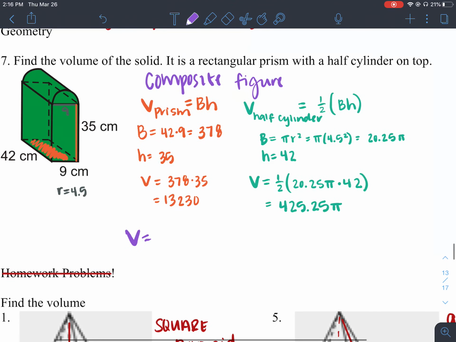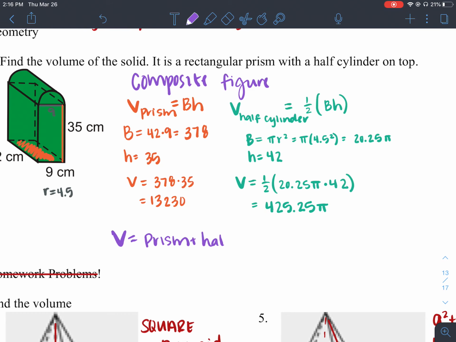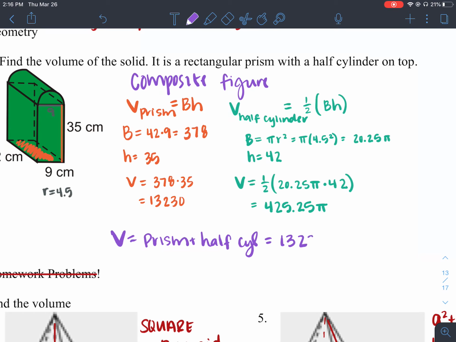And then for the composite figure, the entire shape here, to find the volume, we are going to add our prism plus the half cylinder, or the 13,230 plus 425.25 pi. And if I say leave in terms of pi, we're stuck. This is our final answer. I can't do anything more.